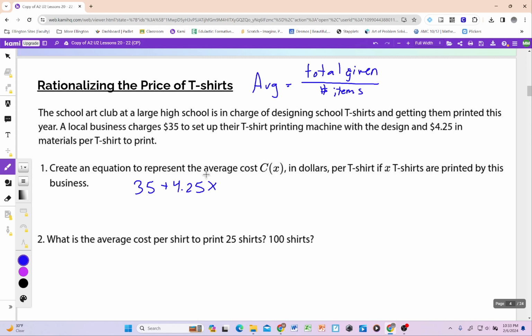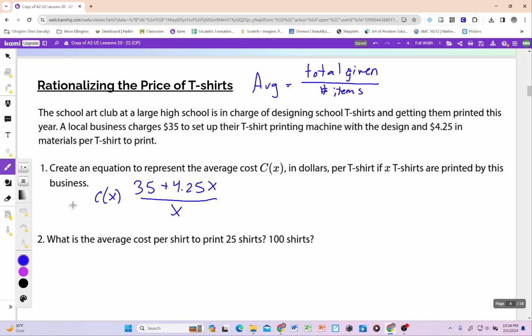But it says to create an average cost. And to create the average cost, we divide by the number of items. So what is that in this case? Well, that's just the number of shirts. We divide by the number of shirts. And so this is going to be C of X.